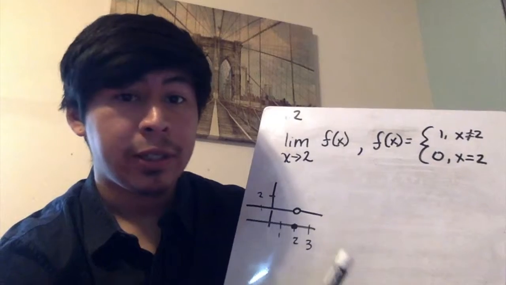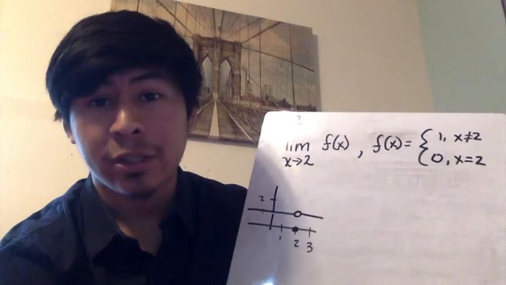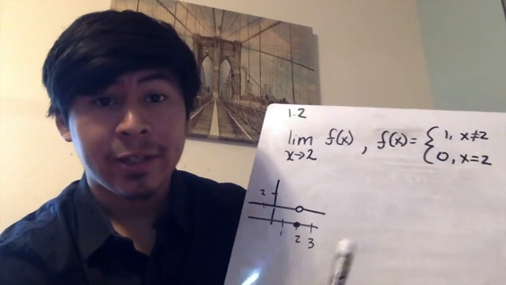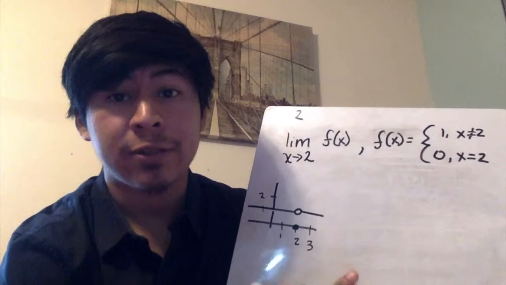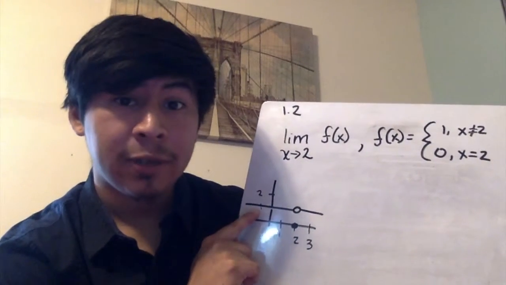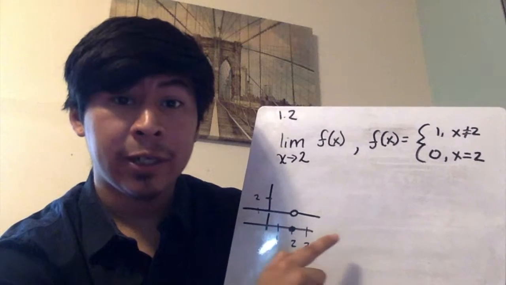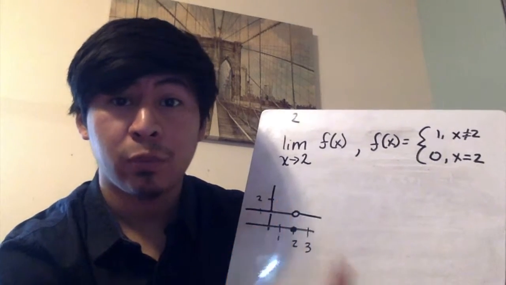Now the limit as x approaches 2 is actually 1. The fact that the function gives the value of 0 at 2 has no bearing on the limit whatsoever. The reason being is that from the left-hand side and the right-hand side, you are approaching this number right here, which is 1. We will also be talking about limits that don't exist, and there are 3 different types.